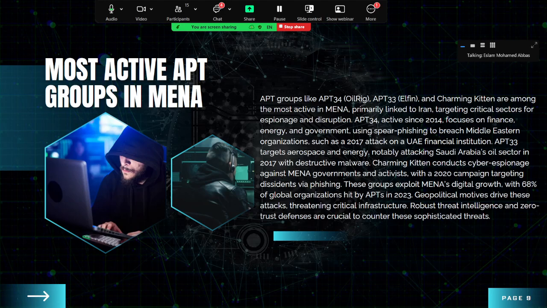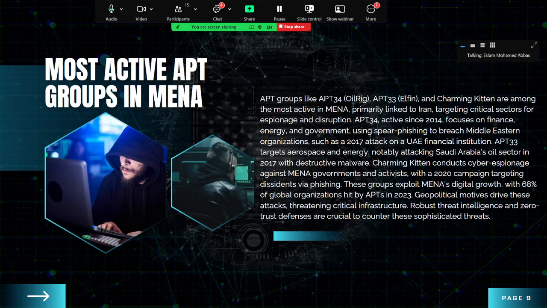For example, APT34, active since 2014, focuses on finance, energy and government. This APT group commonly uses spear phishing to breach Middle Eastern organizations, such as a 2017 attack on a UAE financial institution, which had an enormous cost and damaged a lot of related financial sectors in the UAE. And for another example, APT33 in 2017 used destructive malware, and this malware infected a lot of people and a lot of countries at that time.